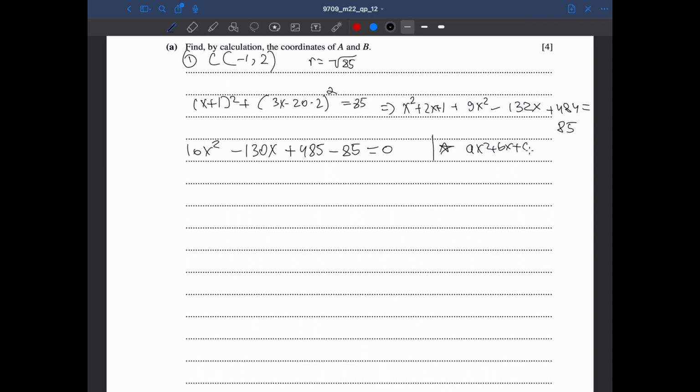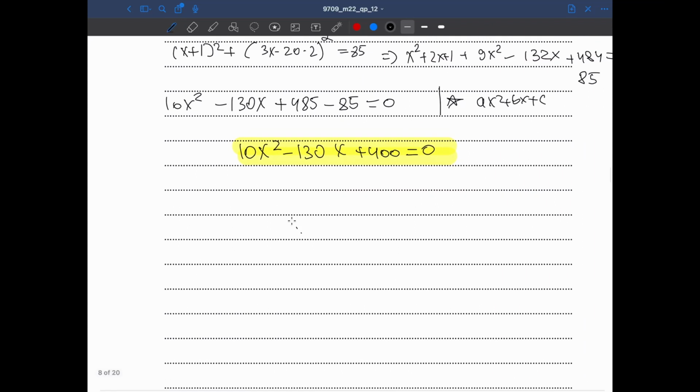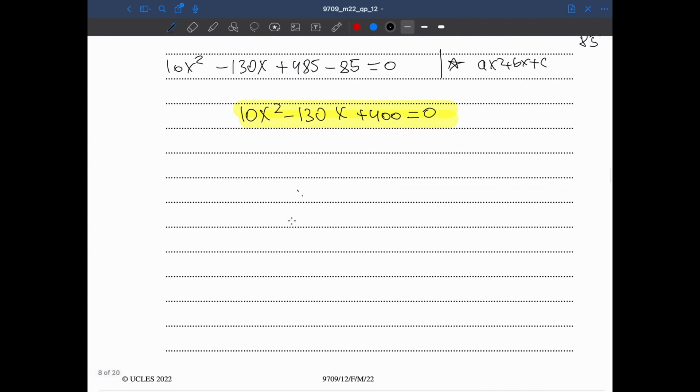And now let's simplify things. 10x squared minus 130x plus 400 equals 0. All right, now we have an equation, a polynomial, basically, in the form ax squared plus bx plus c. And how do we solve those? We use either the quadratic equation or we just factor it out.